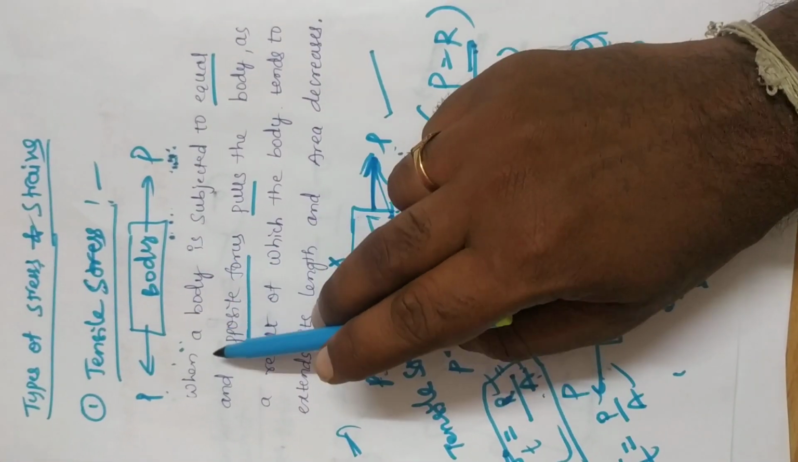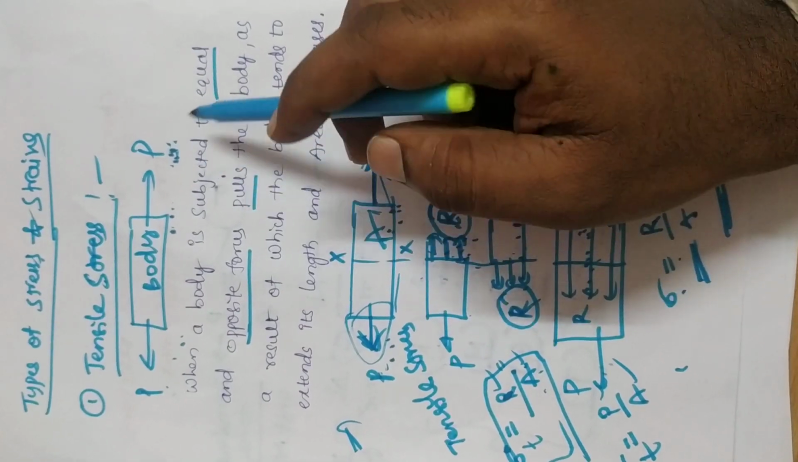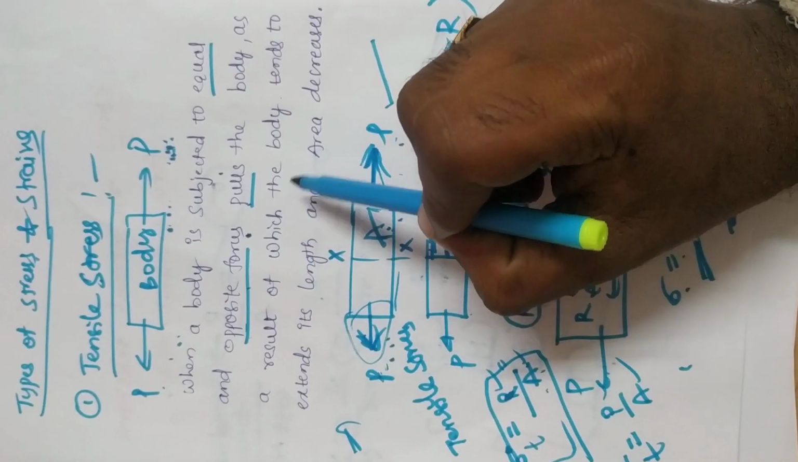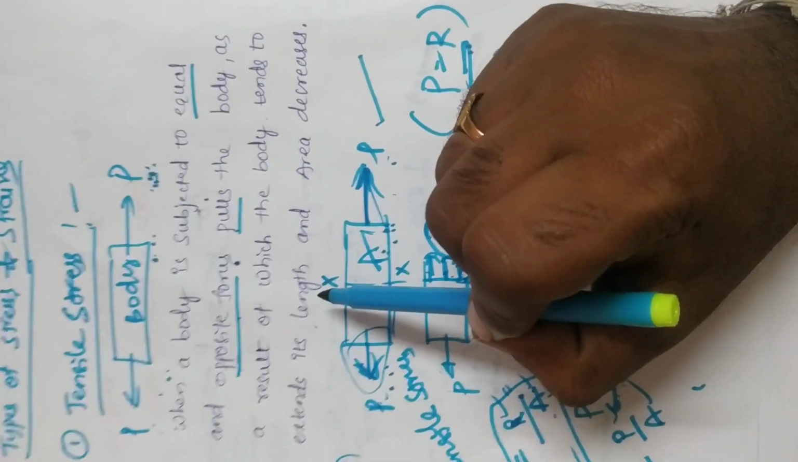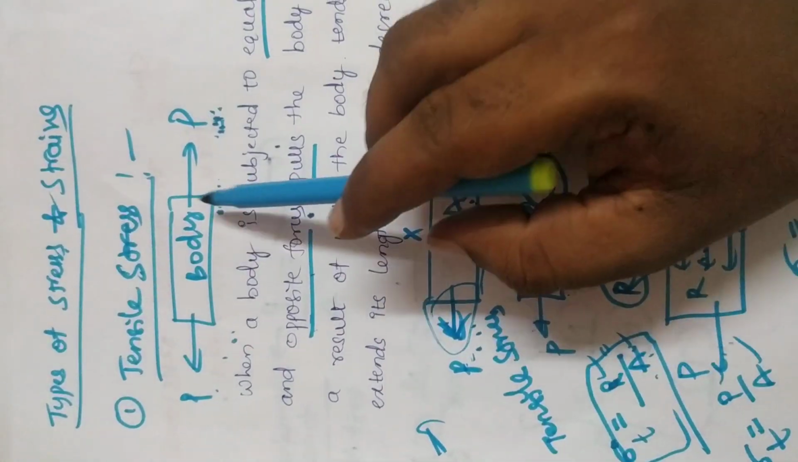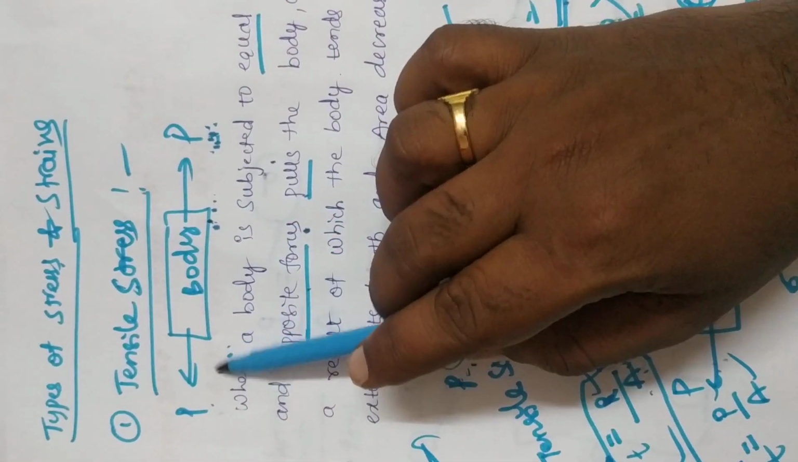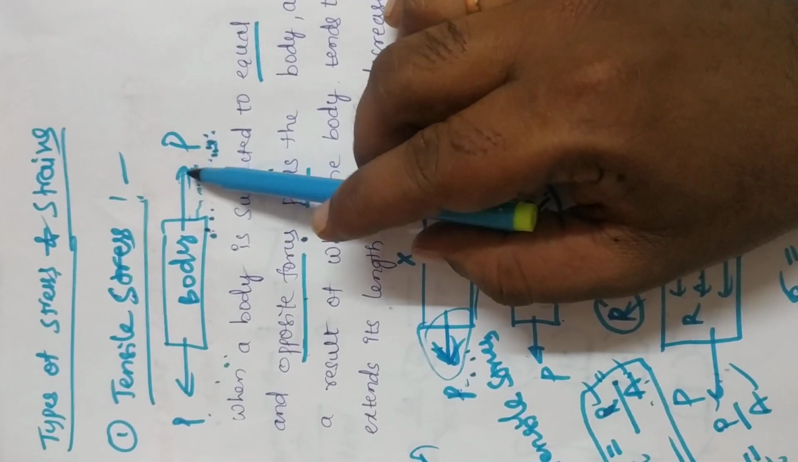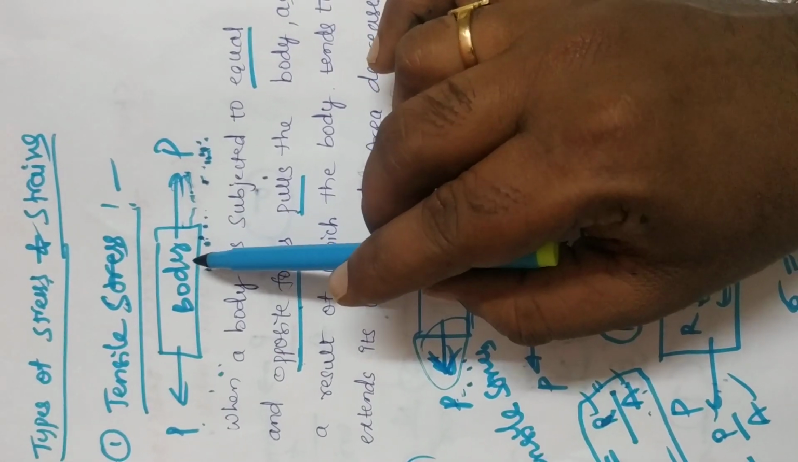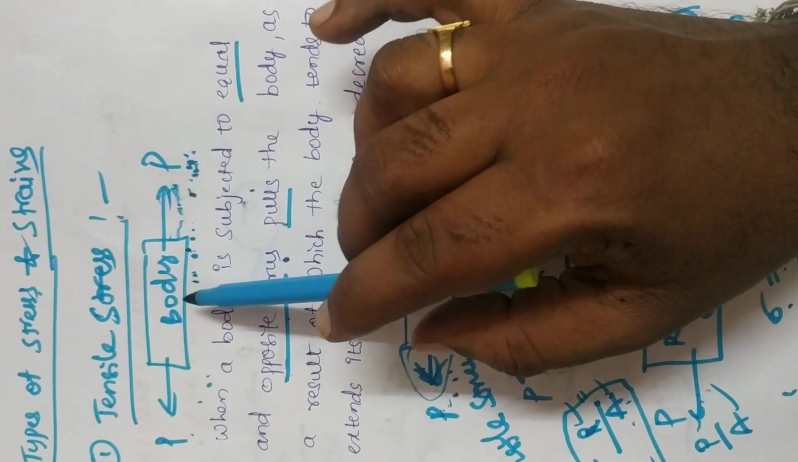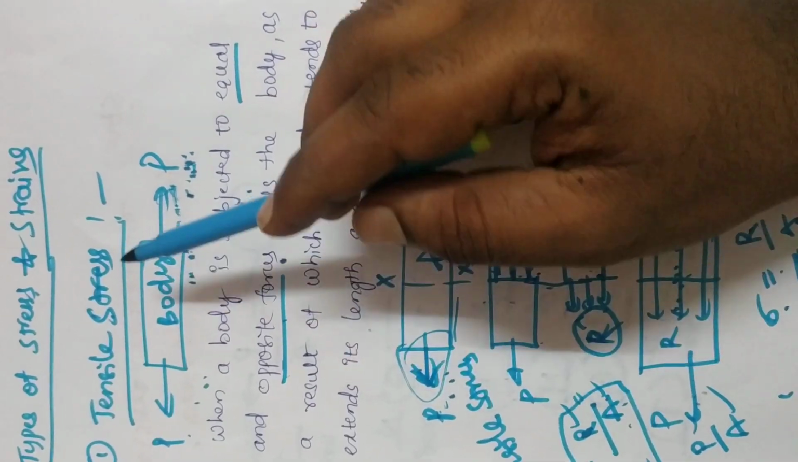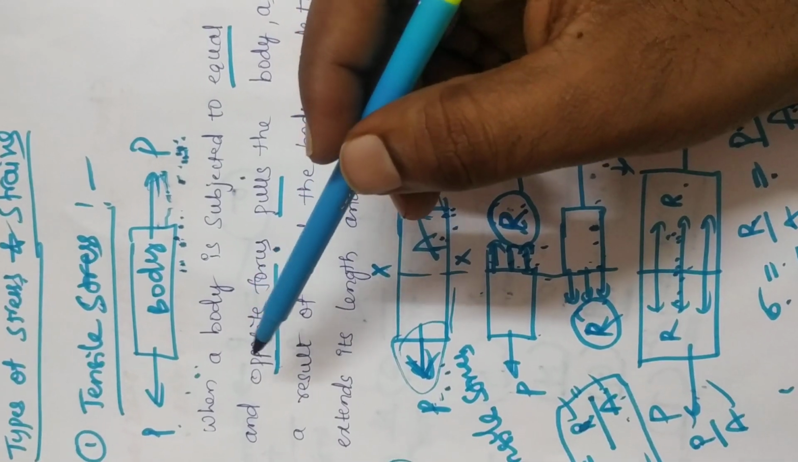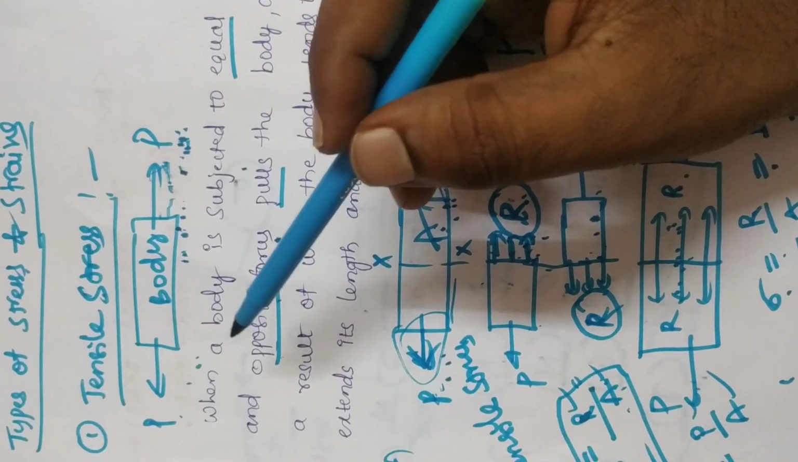When a body is subjected to equal and opposite forces that pull the body, as a result the body tends to extend in length and its area decreases. Let us consider one body with two equal and opposite P forces that pull the body. Then the body tends to increase in length and the area decreases. Let us take one rubber elastic, with two equal and opposite forces acting on the elastic.